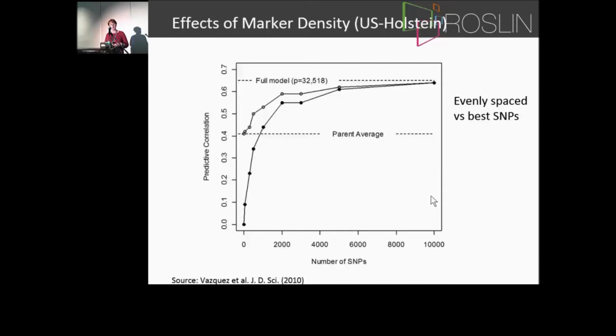This data from Holstein suggests that we're capturing all the predictive accuracy with less than 10,000 SNPs. Obviously, the genetic architecture of a Holstein is very different to a chicken, and there's a lot of variation in terms of the sweet spot for the number of SNPs when we consider the genetic architecture.